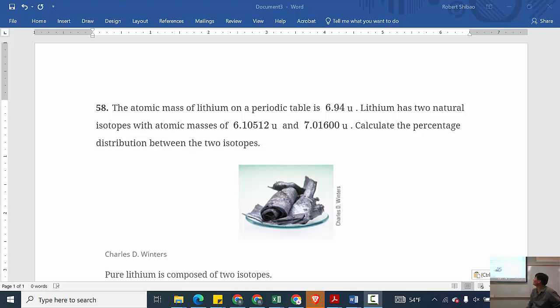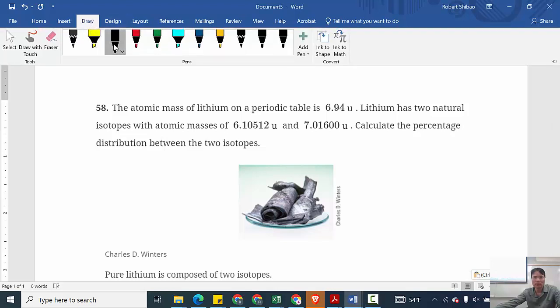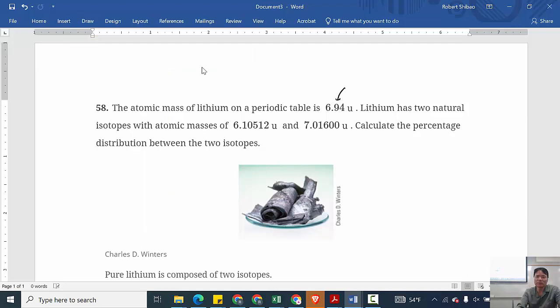The value on the periodic table is 6.94 U. That's the average, the weighted average, we call it. And it would be the weighted average of all isotopes. Lithium has two natural isotopes with atomic masses of 6.10512 and 7.01600 U. Calculate the percentage distribution between the two isotopes.